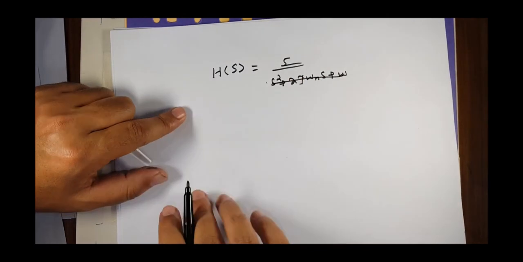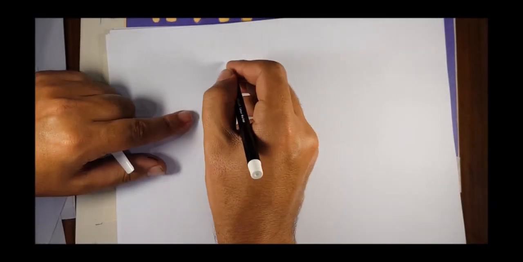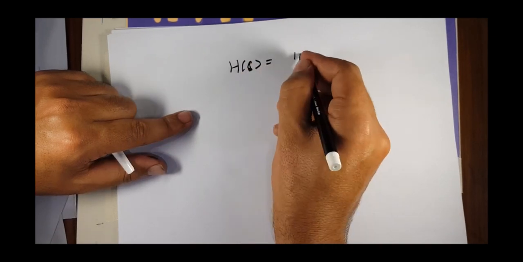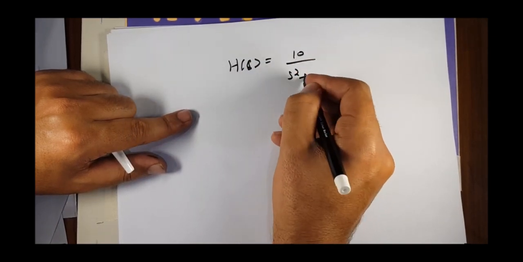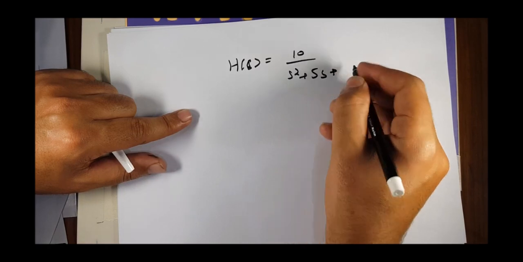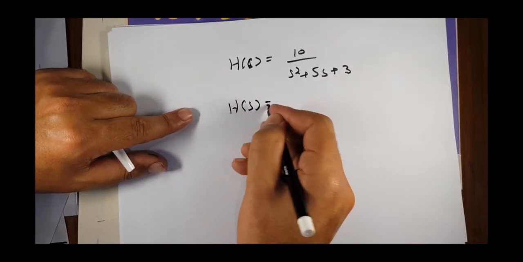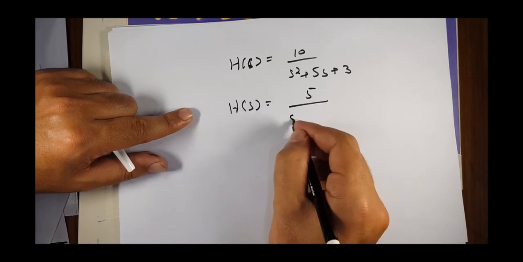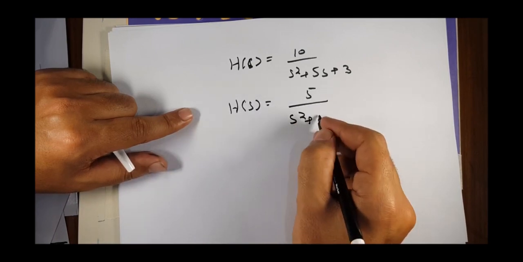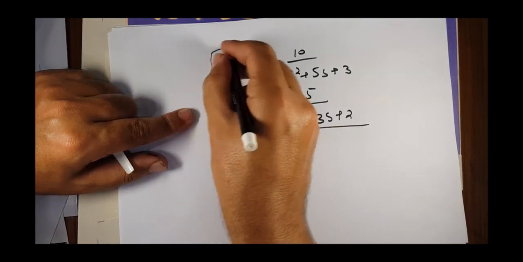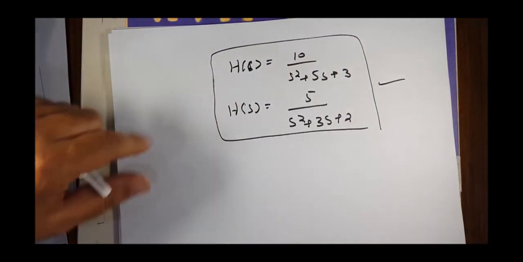Say you have H(s) equal to 10 over s squared plus 5s plus 3. You can take a second example: H(s) equal to 5 over s squared plus 3s plus 2. You can take this example and find out its phase.